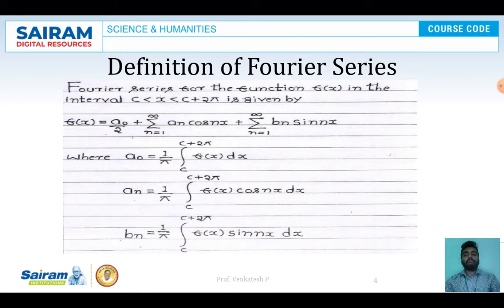Definition of Fourier series. The Fourier series for the function f of x in the interval c less than x less than c plus 2π is given by the expression f of x equals a naught by 2 plus summation n from 1 to infinity a n cos nx plus summation n from 1 to infinity b n sin nx. Here a naught, a n, b n are called Fourier coefficients, and they are defined as: a naught is equal to 1 by π integral c to c plus 2π f of x dx, a n is equal to 1 by π integral c to c plus 2π f of x cos nx dx, b n is equal to 1 by π integral c to c plus 2π f of x sin nx dx.